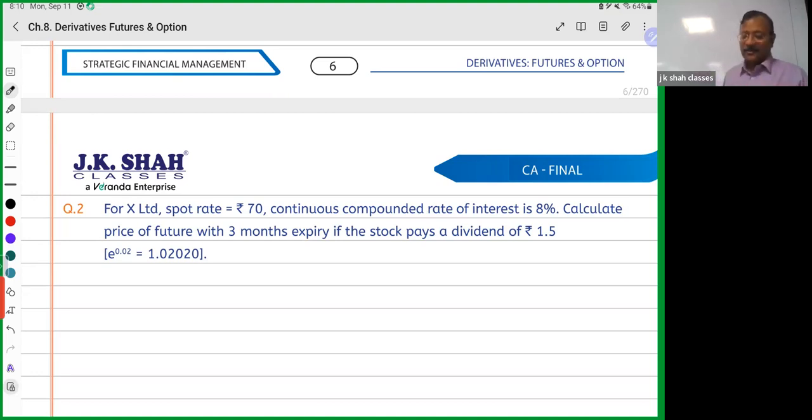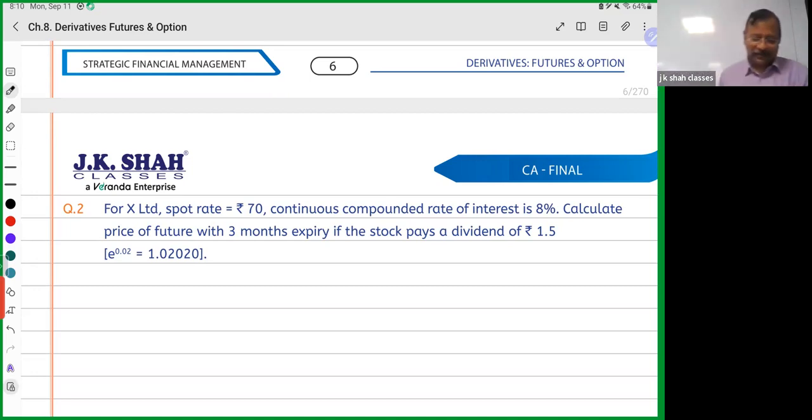Now, the problem is they have not given when the dividend is coming. What will be the default assumption? End, no? Okay. But what we will do is we will solve the sum under all the 3 scenarios: received at the beginning, end, and midterm. That midterm period I'll tell you. But in the exam, you can just take it at the end and solve it.